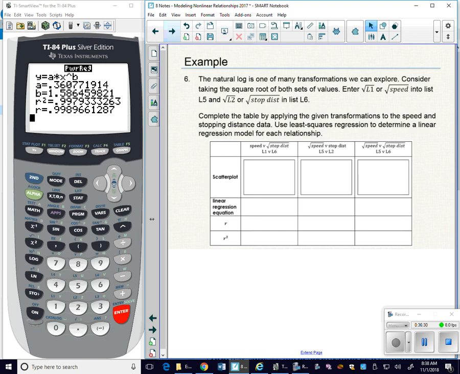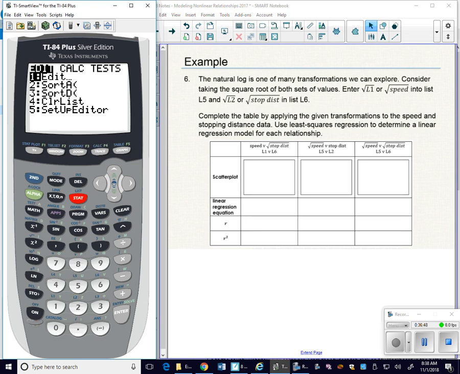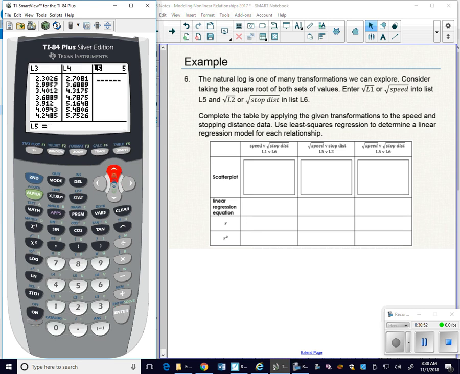So what I'd like you to do in list 5, we're not going to delete anything that we've already done, but we're going to now work with lists 5 and 6. And we're essentially going to do exactly what we did before, but we're going to be using the square root. So go back to your lists, and in list 5, if there's anything in there, just clear it out. This time the transformation that we're going to be comparing is the square root.